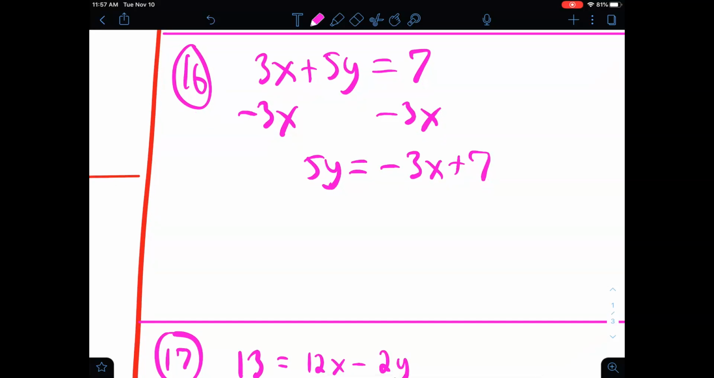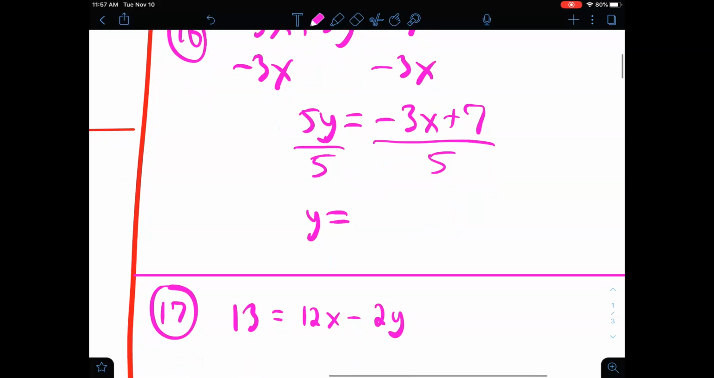Now I have 5 times y. How do I undo multiplying by 5? We're going to divide both sides by 5, the entire side. So we're going to get y equals, and now another thing you want to do when you're trying to get y equals mx plus b, or try to get y by itself, take the number in front of the x and make that its own thing and then put x after it. So does 3 divide by 5 nicely or no? It doesn't. So we're going to get negative 3 over 5, and then x is going to come along for the ride. Plus, does 7 divide by 5 or no? It doesn't. It's going to be 7 over 5.